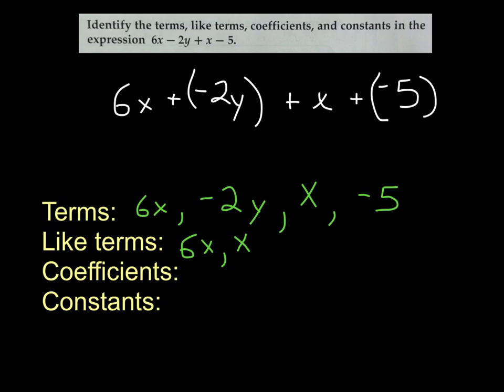Now I'm going to be looking at coefficients. And remember, coefficients are the number value of each variable. So I can see my coefficient here is 6 because there's 6 x's. My coefficient here for y is negative 2. And my coefficient for this x would be 1, because if there's nothing in front of it, there's just one of them. So I write those numbers here for the coefficients. And lastly, I'm going to look at my constants. The only constant I see here is negative 5, because it's the only one that does not have a variable with it.